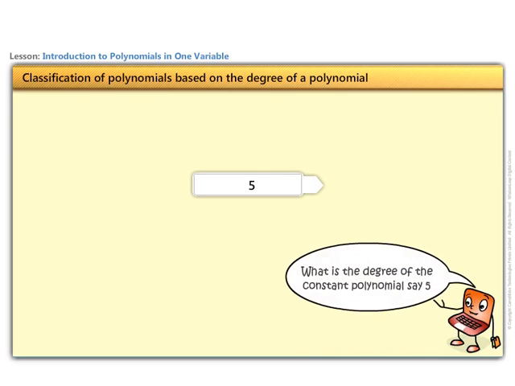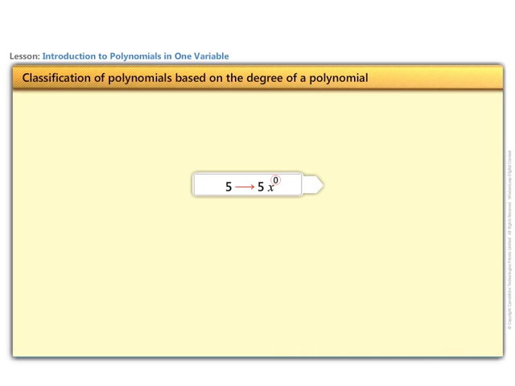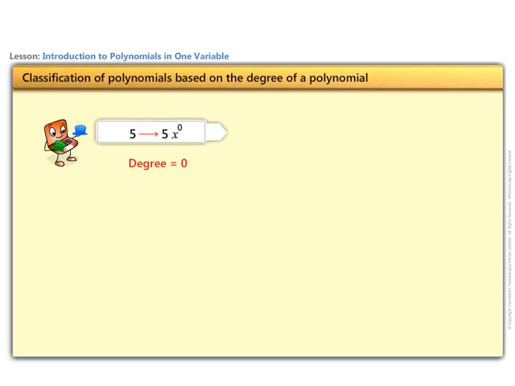What is the degree of the constant polynomial, say 5? The degree of a non-zero constant polynomial is 0.